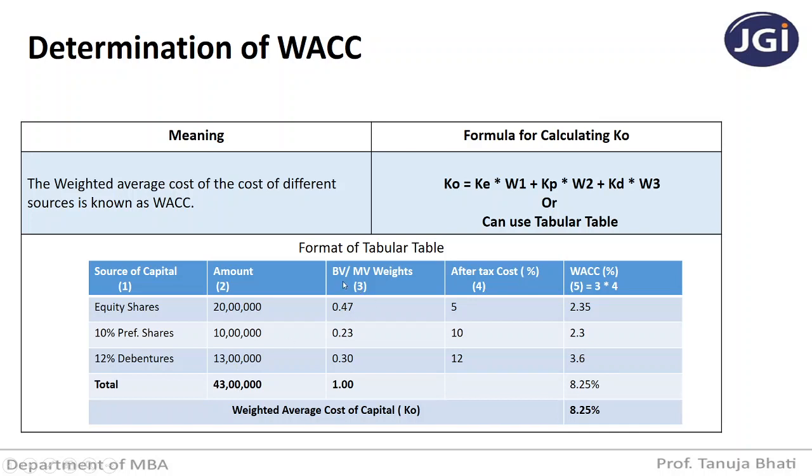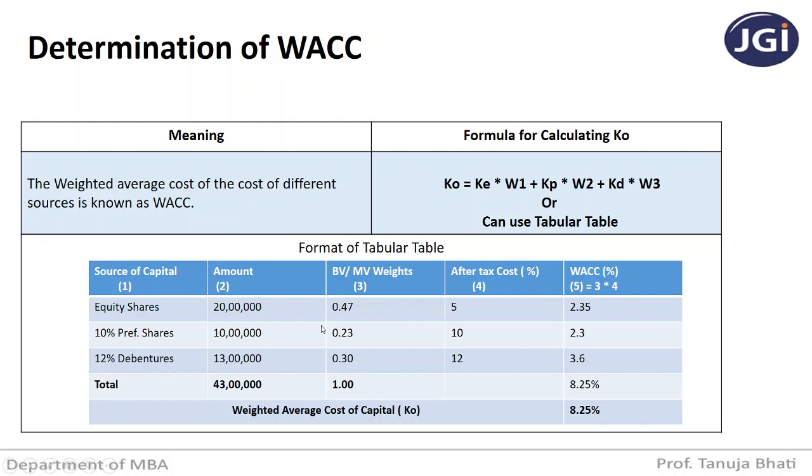Either for book value weights or market value weights, the method to calculate weights is the same. For book value, you need to consider these amounts based on the balance sheet amounts, and for market value weights, you need to consider these amounts based on the amounts that each source has in the market. So how do you calculate the weights? It is calculated as 20 lakh divided by 43 lakh, which is 0.47; 10 lakh divided by 43 lakh, which is 0.23; 13 lakhs divided by 43 lakh, which is 0.30. So the total has to come up to 1.